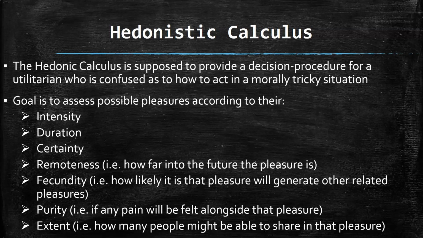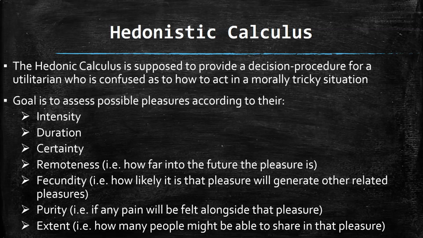Certainty: how certain, we can never predict the future. That's also a critique of utilitarianism. You don't know the consequences until it actually happens. Remoteness: how far into the future is the pleasure? We want more immediate pleasure. Fecundity, what does that mean? How likely is it the pleasure will generate other related pleasures? Will it have add-on, knock-on effects? Purity: is there a faint pain going to be? Is there a trade-off? We're going to try to find the least amount of trade-off as possible. And then the extent: how much?